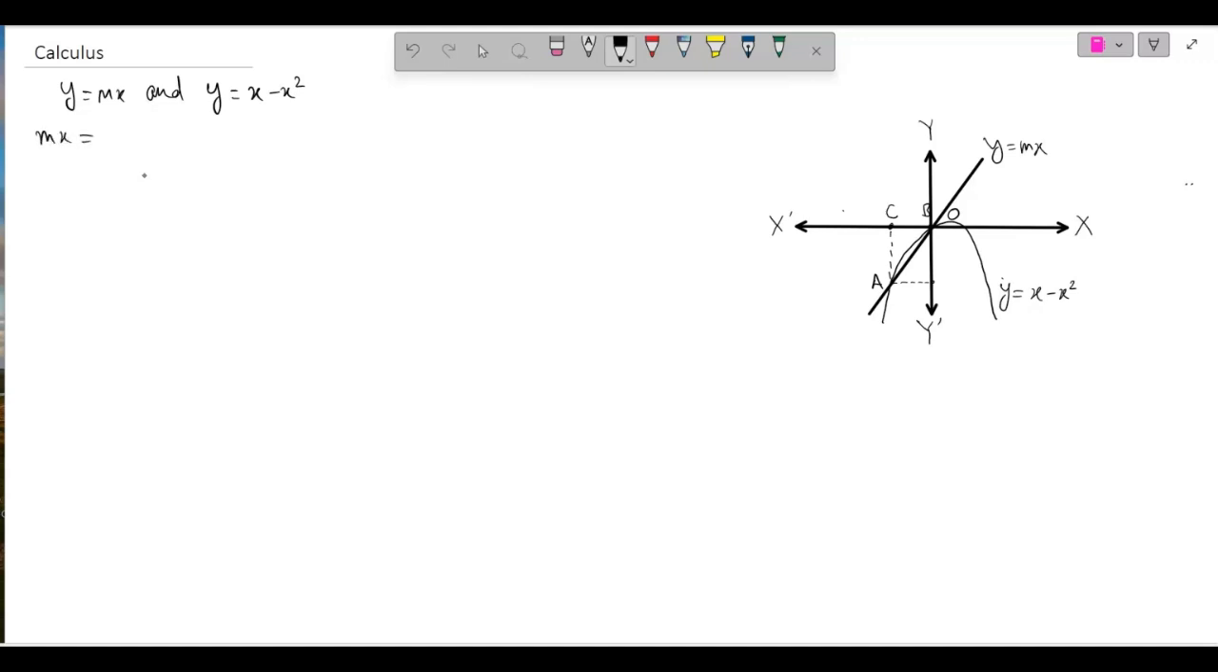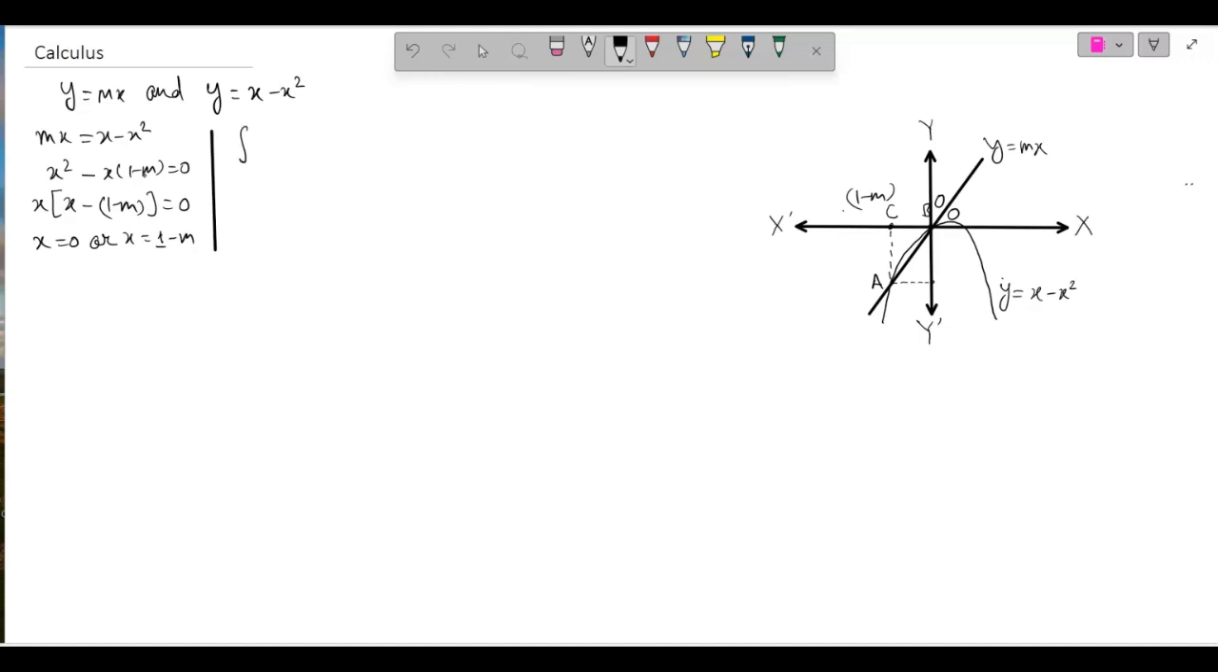We will have mx equals x minus x square, or if I transpose, I will have x square minus x(1 minus m) equals 0. If I take x common, I will have x(x minus (1 minus m)) equals 0. So from here, either x is going to be equal to 0 or x is going to be equal to 1 minus m. So clearly point C is 1 minus m and point B is going to be 0. So we need to integrate the line and parabola from 1 minus m to 0.